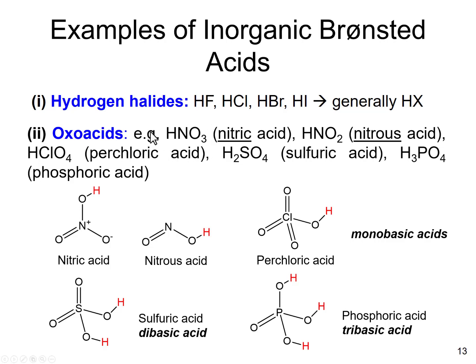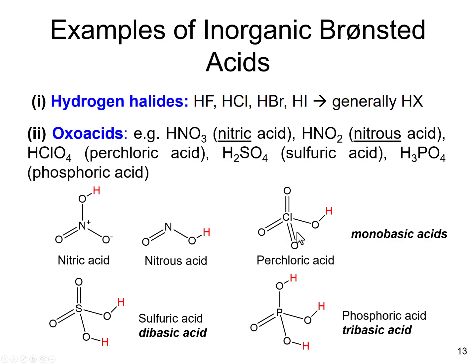And one example we have encountered already is nitric acid. And we have also seen nitrous acid already. Then we can have perchloric acid, and sulfuric acid is also something that we have seen already. Phosphoric acid is another very famous example, and you can see here phosphoric acid can potentially donate 3 protons, so it's actually a tribasic acid if you wish.